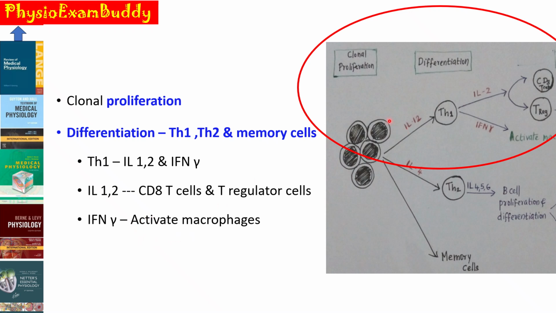So this is the step which follows the antigen destruction by the T cell, that is whenever any antigen presenting cell having a major histocompatibility complex binds with the T cell receptor on the CD8 or CD4 cells, they first undergo clonal proliferation, then finally they will differentiate either into Th1, Th2 and memory cells. But in cell mediated immunity, you require only this portion, that is these clonal proliferation of the cells will differentiate only into Th1 cells, which include interleukin 1 and 2, as well as interferon gamma. Out of this, the interleukin 1 and 2 will differentiate into CD8 T cells as well as T regulatory cells, whereas the interferon gamma will activate the macrophages.